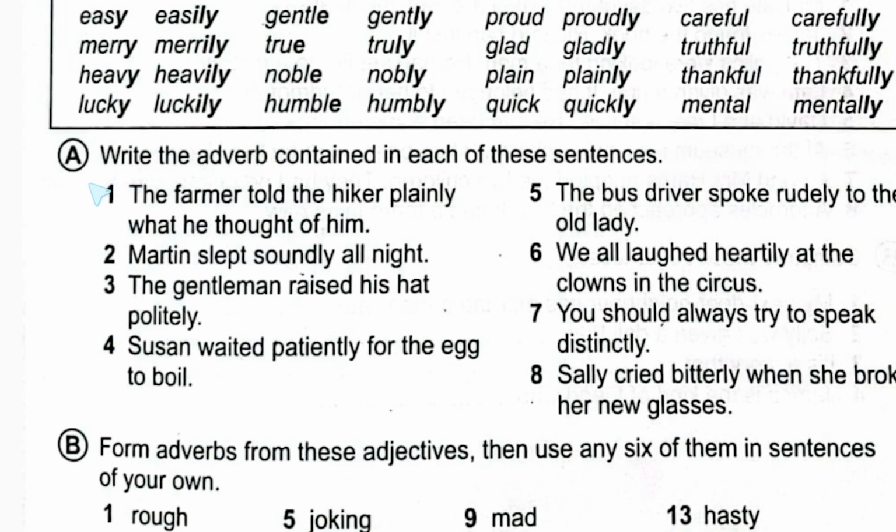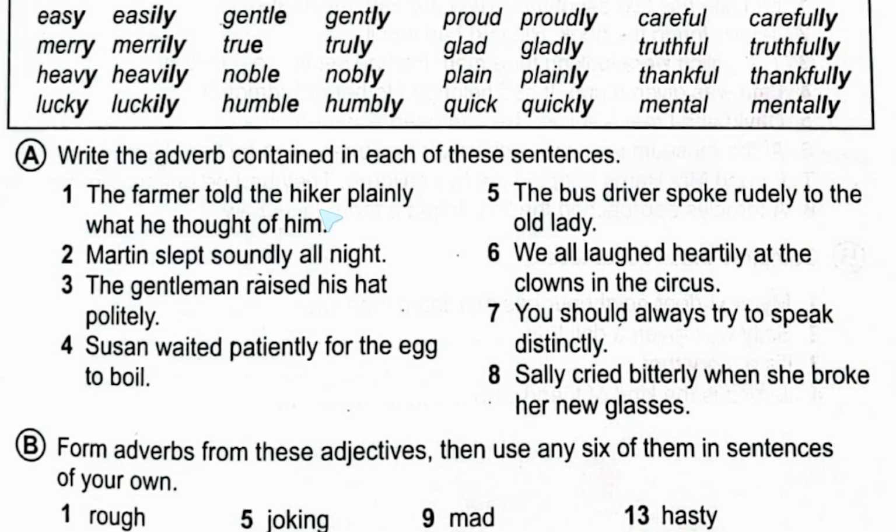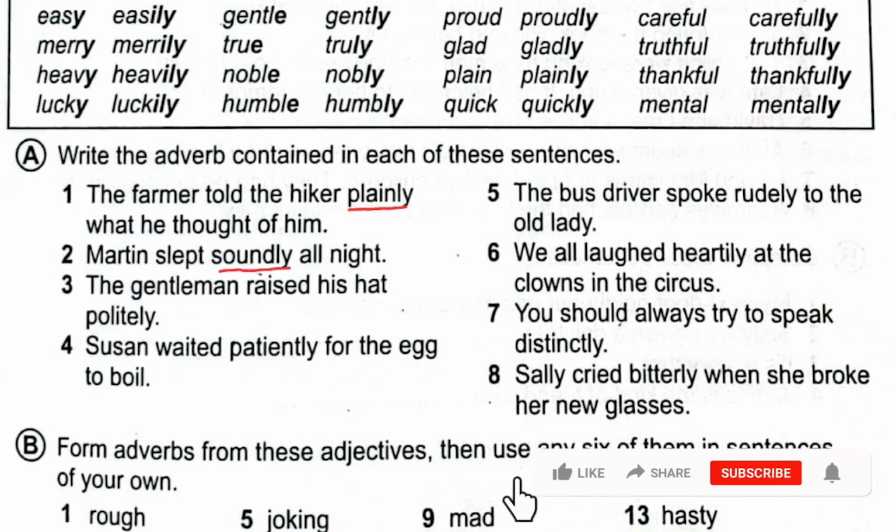this topic. A number exercise, here is written, write the adverb contained in each of these sentences. So let's start. Here I'm just underlining it. The farmer told the hiker plainly what he thought of him. Here we're finding the adverb, that is plainly. 2 number, Martin slept soundly all night. Here see, soundly is an adverb.